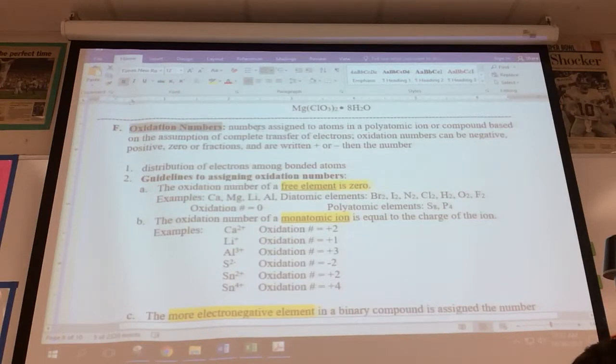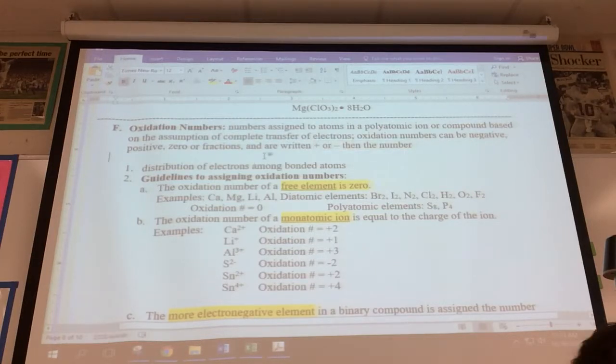Oxidation numbers are numbers assigned to atoms in a polyatomic ion, a compound, a free element, a monatomic ion, based on the assumption that electrons are transferred completely. Oxidation numbers can be negative, positive, 0. They can also be fractions. I'm not going to touch the fractions this year, but they are written plus or minus, then the number.